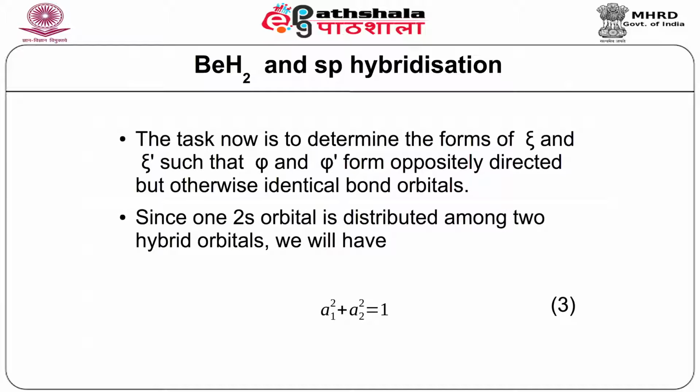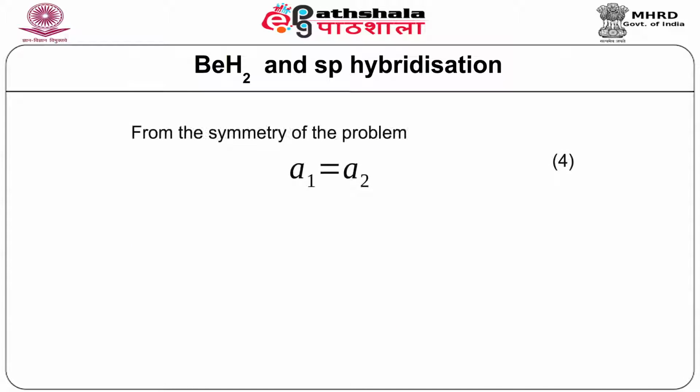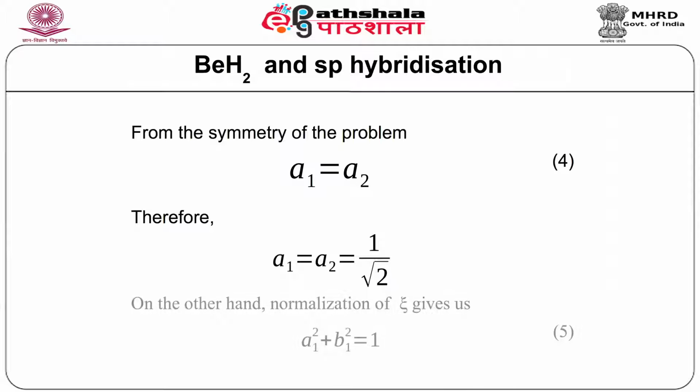Since one 2s orbital is distributed among two hybrid orbitals, we will have A1 square plus A2 square equals 1, and from the symmetry of the problem, we must have A1 equals A2. Therefore, it's very simple to find that A1 must be equal to A2, which must be equal to 1 by root 2.